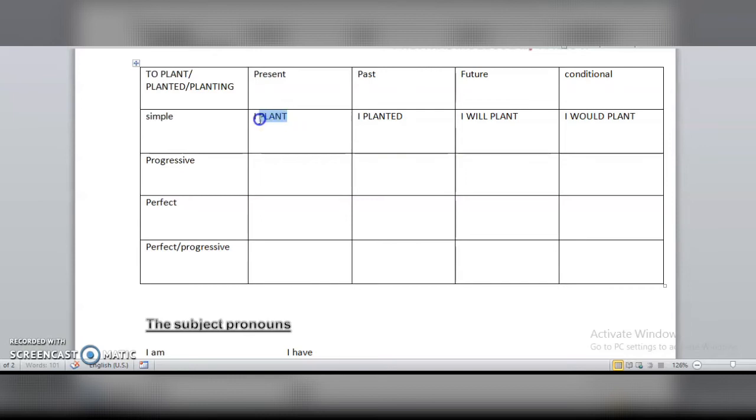if the subject pronoun is the third person singular, for example, if I get he, I get she, I get it, I am going to add s to the verb. For example, I'm going to get he plants, because he is the third person singular, she is the third person singular, and it's also for it.